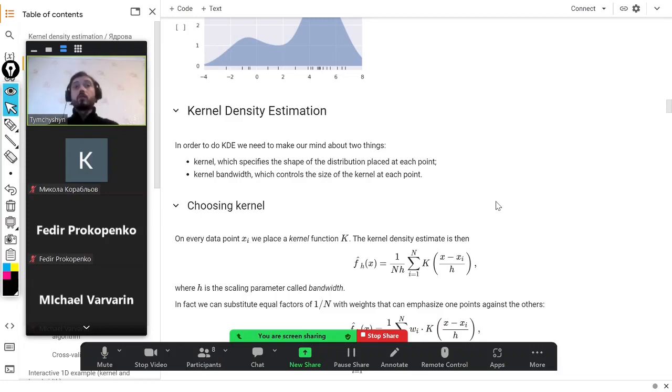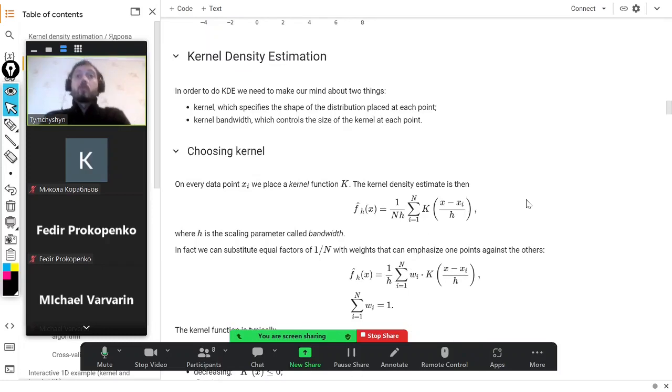Okay, so now kernel density estimation. In order to perform KDE, we need to make our mind about two things. So first, kernel, which specifies the shape of the distribution placed at each point. A bit later I will show you what we have in sklearn, so what are the parameters that you can use, and the kernel bandwidth, which controls the size of the kernel at each point.